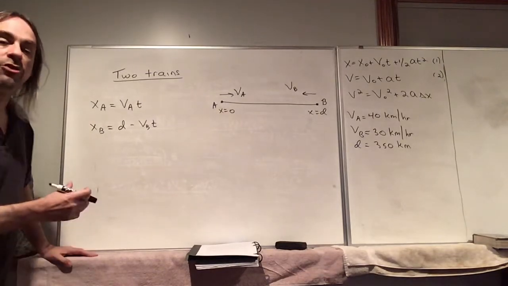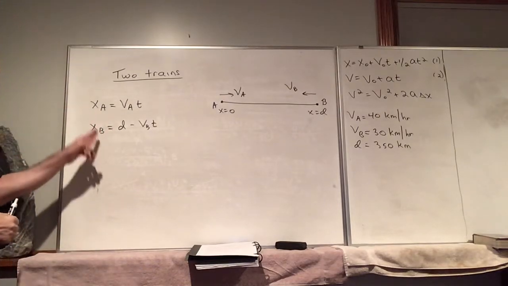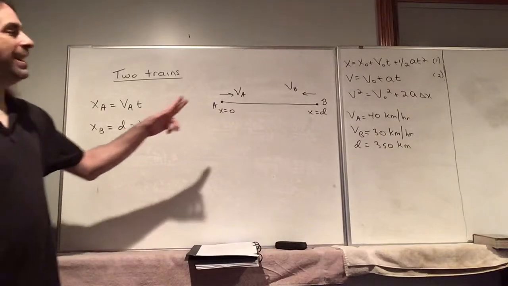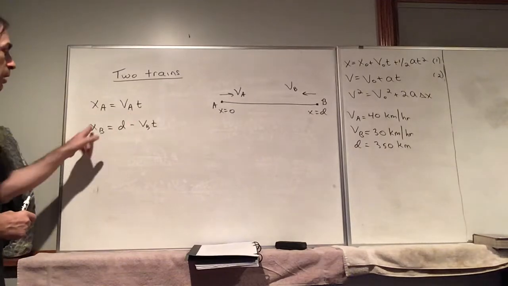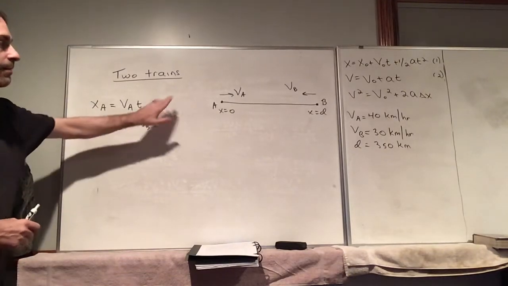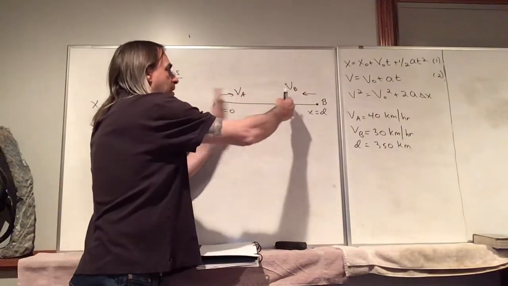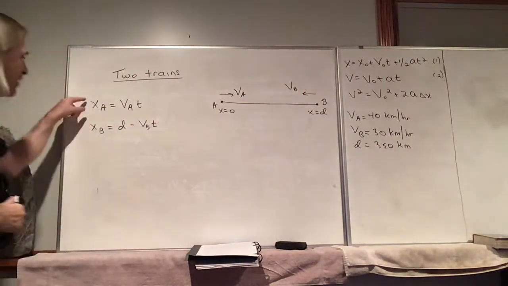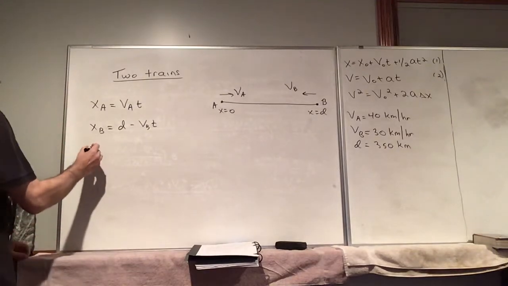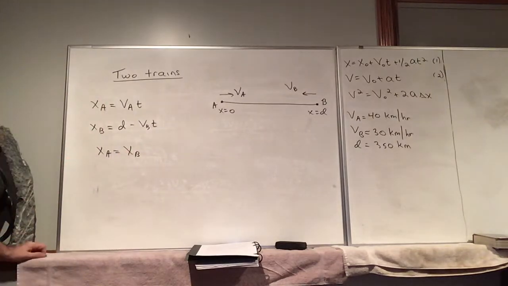Now, we want to know where the trains meet. XA and XB are the positions of each train in this coordinate system. If you plug in t equals 0, you get XA equals 0, XB equals d. That term's gone. So train A is here, train B is here. And then as time increases, this number is going to increase, that number is going to decrease. Eventually, when they meet up, that's when these two numbers are going to be equal to each other. So when the trains meet, we have XA equals XB.